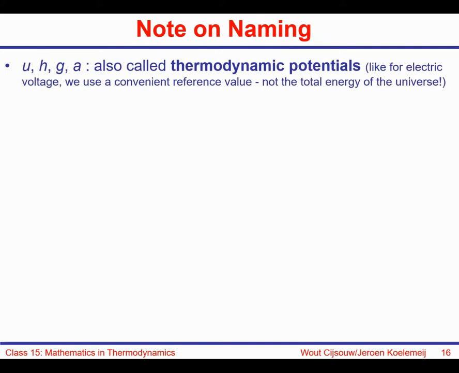Well, for example, if we evaluate the Gibbs free energy, we're not going to evaluate the total free energy of the universe, but we're starting from a reference value that applies to our system in the lab. So we choose a convenient reference value of the free energy or whatever energy we're looking at, and we're looking at changes with respect to that reference value.